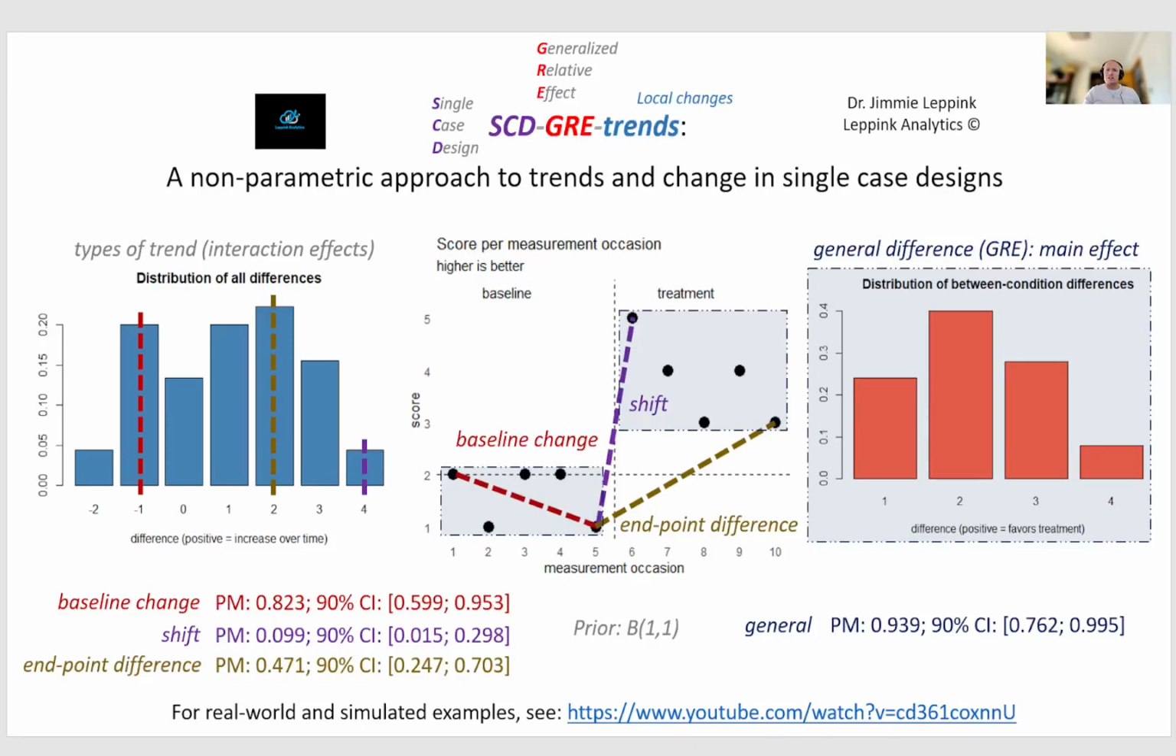I'm a psychologist and statistician with an interest in a range of topics, including research methods for the social and health sciences. And in this video, I'm going to talk about a non-parametric approach to trends and change in single case designs. It is an approach that I introduced in a video last week for the type of design that you see here in the middle, which is an interrupted time series design, which means in this case the same case or subject was measured over time 10 times.